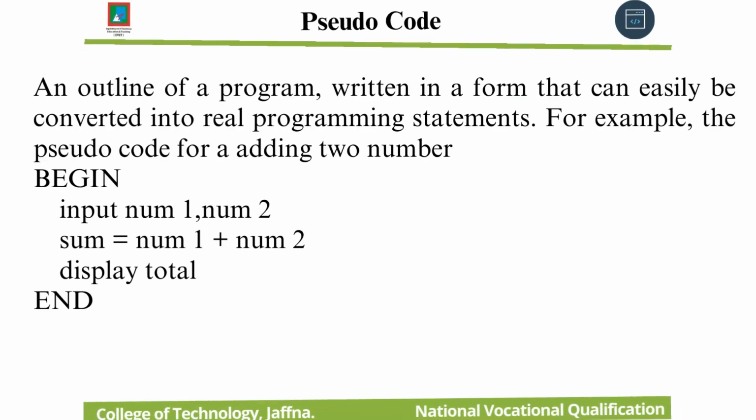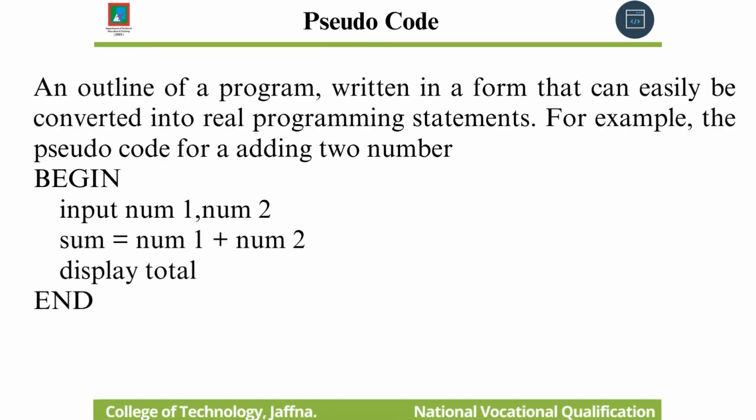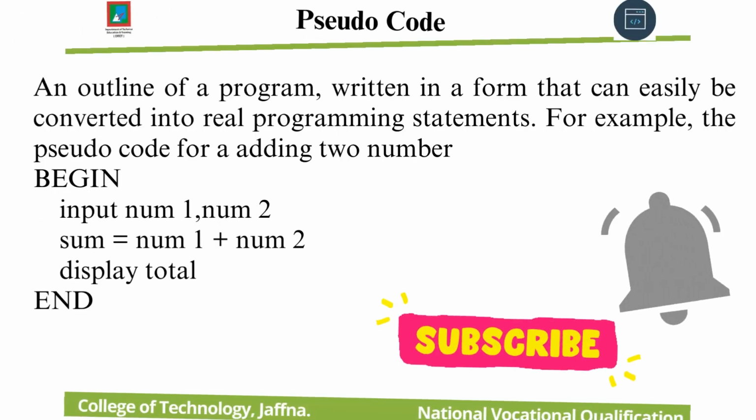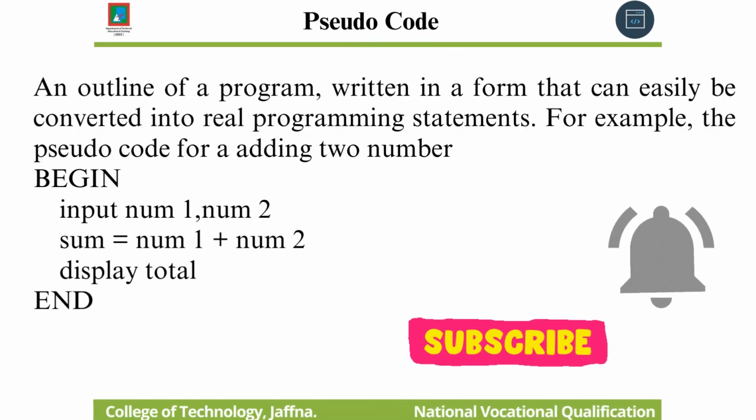Pseudocode. An outline of a program, written in a form that can easily be converted into real programming statements. For example, the pseudocode for adding two numbers. Begin. Input num1, num2. Sum equals num1 plus num2. Display total. End.